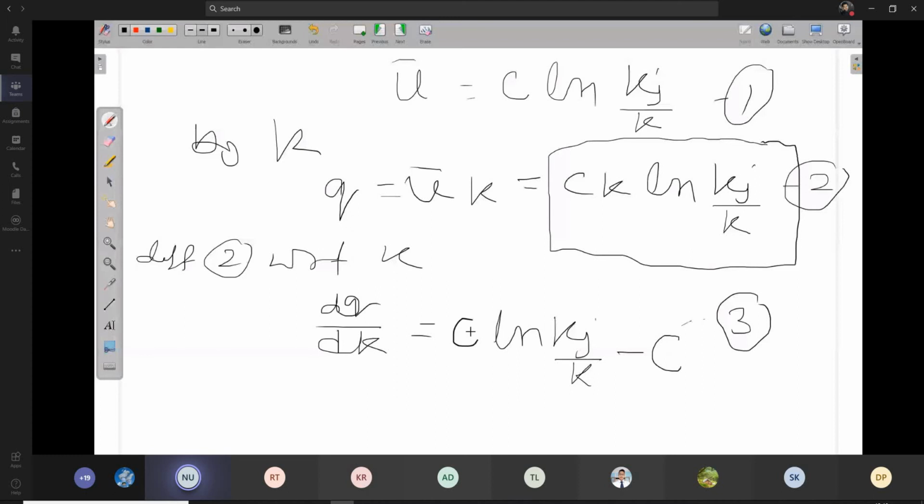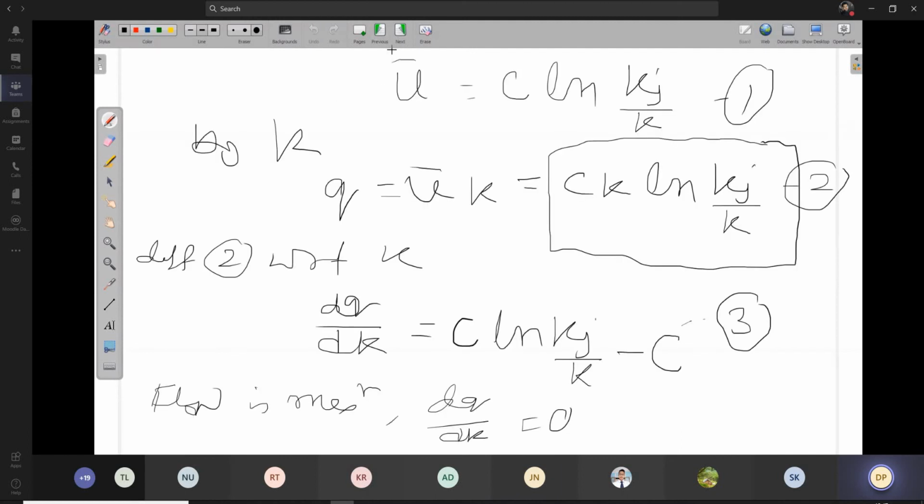Okay, fine. So this is the equation we got after differentiation. Now we got here a term dq by dk. So when flow is maximum, what is the value of dq by dk? If flow is maximum, the value of dq by dk is equal to 0. Okay, so now we can compare this equation with 0.